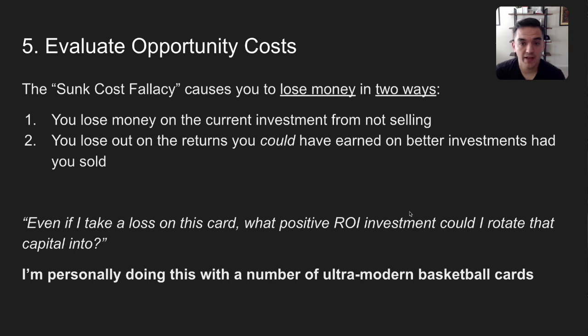Which leads me to number 5. I think this is probably one of the most important things that we can always be doing with our cards: evaluating opportunity costs. The reason for this is that the sunk cost fallacy causes you to lose money in 2 ways. You obviously lose money on the current investment you're holding by not selling. So you bought at the top, it's going down, you didn't sell, it keeps going down some more, so you lose more. But you also lose out on the returns that you could have earned on better investments had you sold. So you buy a card at $500 at the top, you lose $200, it goes down to $300.